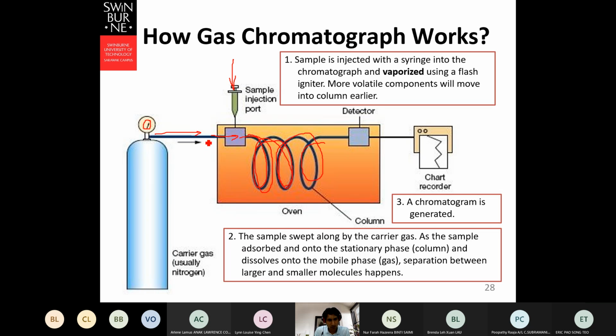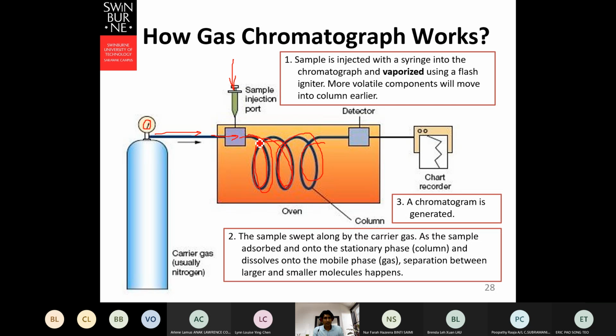So let's say the column is a polar column, and we are using a mixture of sample that has both polar and non-polar things in it, just like any other sample. When it is going through this very long column, along the way, in different parts, it will get attached to the column, depending on their affinity, or their strength to bind and adsorb on the column.